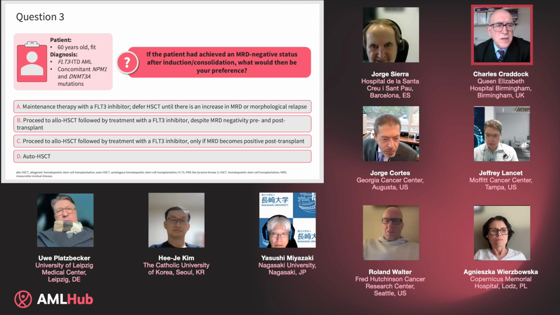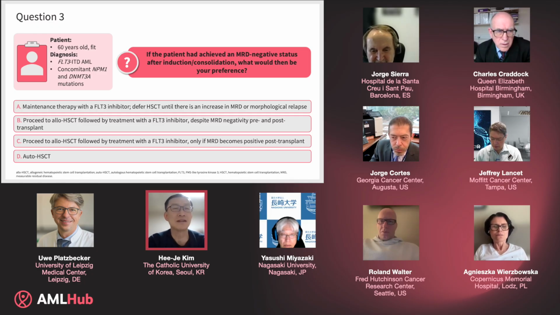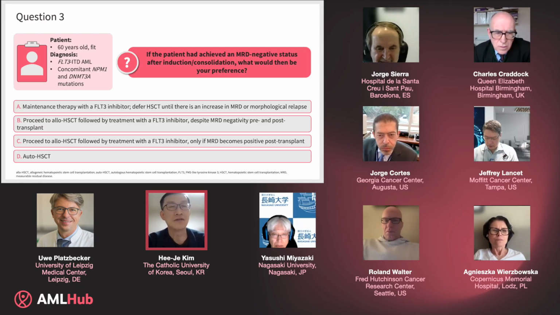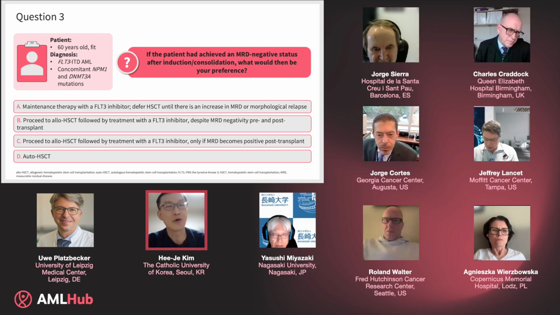Right, thanks. Dr. Kim. Okay. In Korea, FLT3 inhibitors are not available after transplantation. So, in practical terms, transplantation should be the first choice, and the only option for the relapsed refractory patients who receive the transplant is sorafenib post-transplant, which is available in Korea.